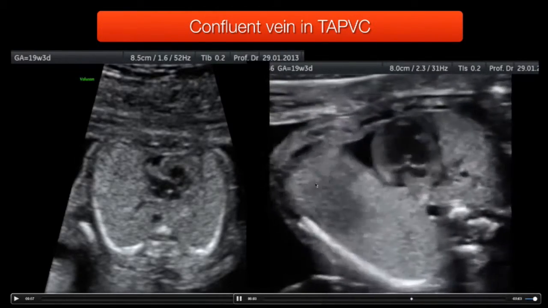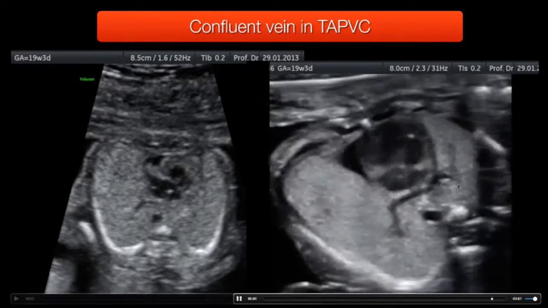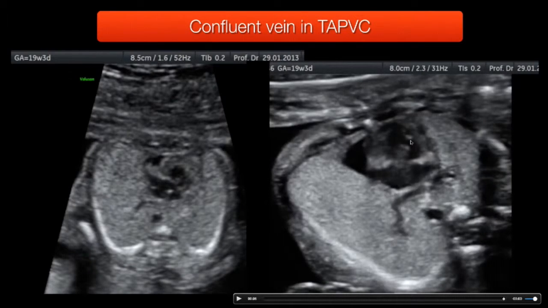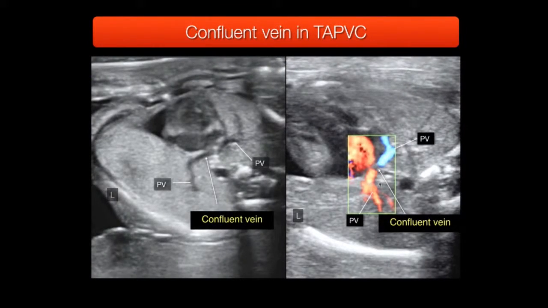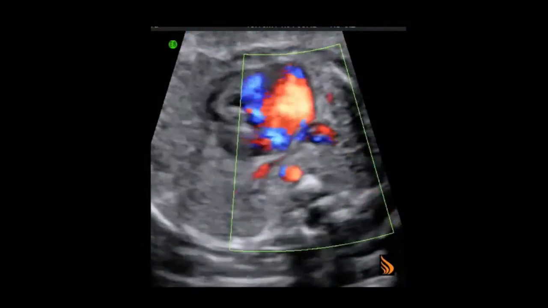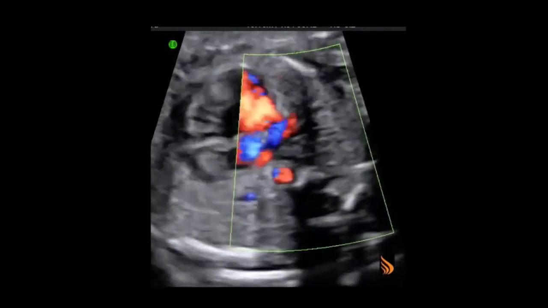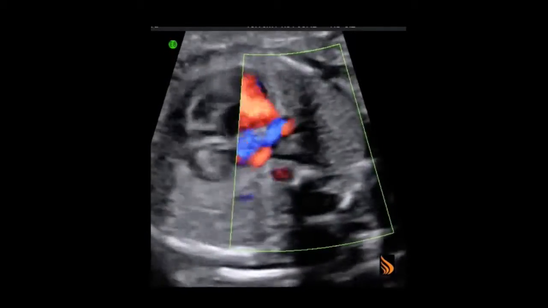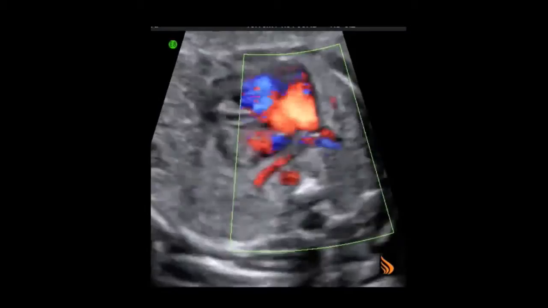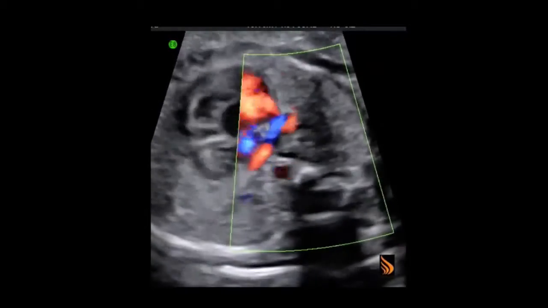You see how clearly you can see this confluent vein behind the heart. And by adding color Doppler, you may see also that these are coming together. And from here, it can go up into the upper thorax or down across the diaphragm. So you see here how it could look. So theoretically, many people are using color Doppler to recognize the normal connection of the lung veins. But is it as easy as it seems to be?